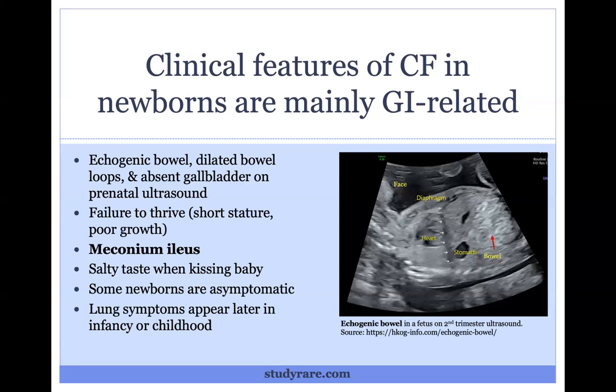And lastly, again, just to reemphasize, the lung symptoms tend to appear later in infancy or childhood, or even sometimes in adults. But you're not going to typically see a newborn or a neonate with pulmonary symptoms like cough or frequent respiratory infections. Typically, that's a little later on in life.